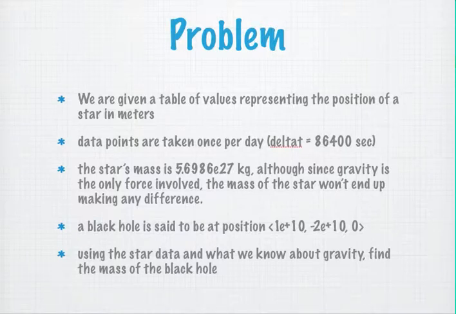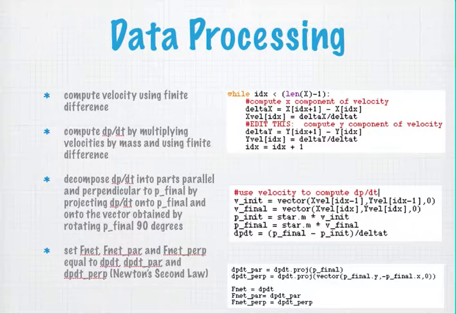A black hole is said to be at a position that we know, and using the star data and what we know about gravity, find the mass of the black hole. So we have a list of position, and now we're going to process the data to find physically meaningful values, like velocity. So we compute velocity using finite difference. That's what the code on the top right does.